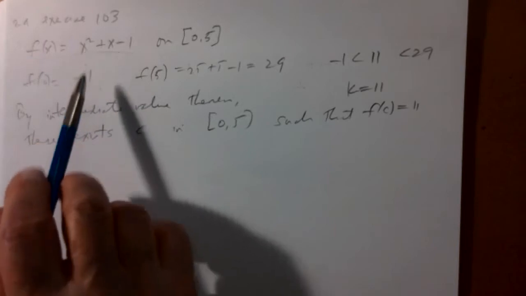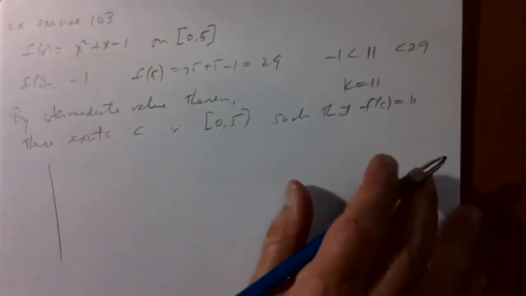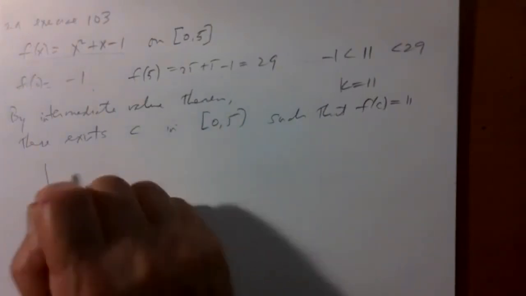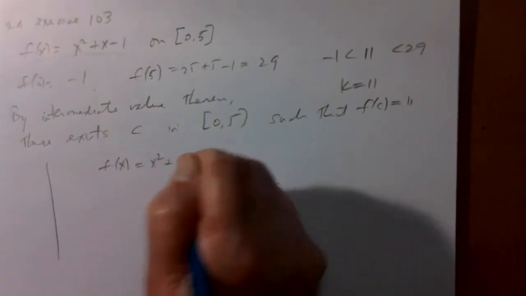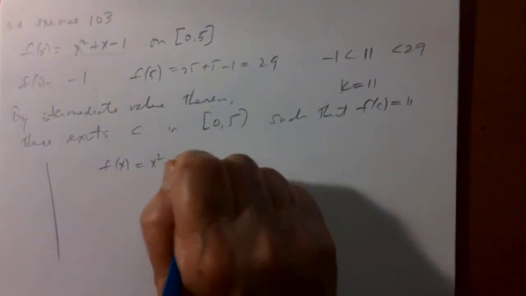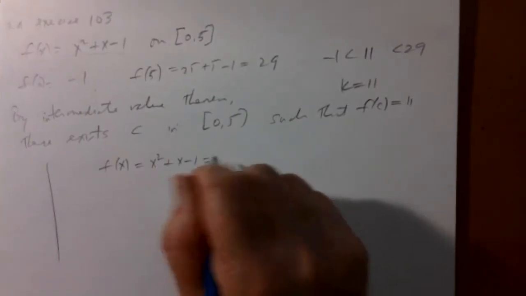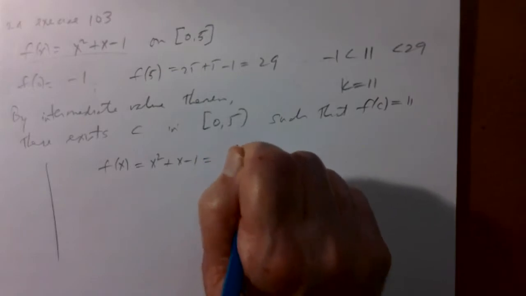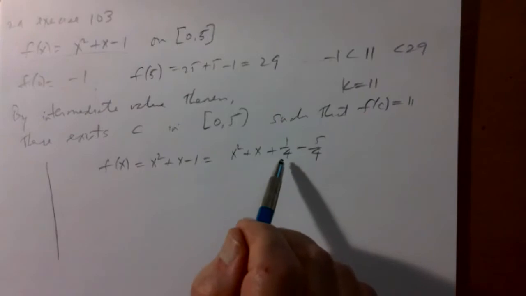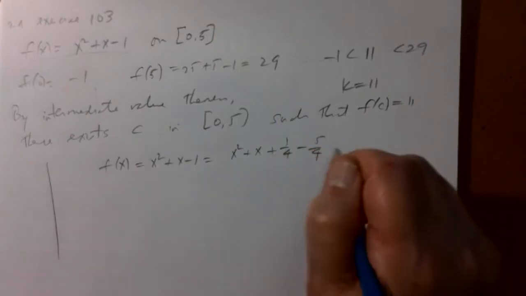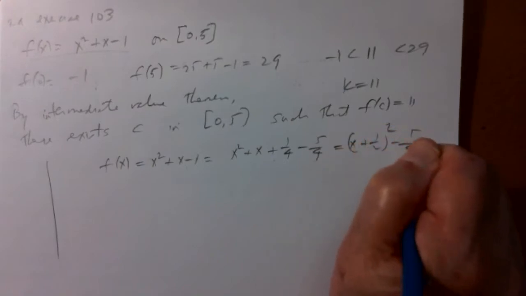So this is a parabola that's going up. f of x equals x squared plus x minus 1. One way to get the shape of the parabola is to complete the square. This is x squared plus x plus a fourth minus 5/4. Plus a fourth minus 5/4 is minus 1. This is x plus a half squared minus 5/4.